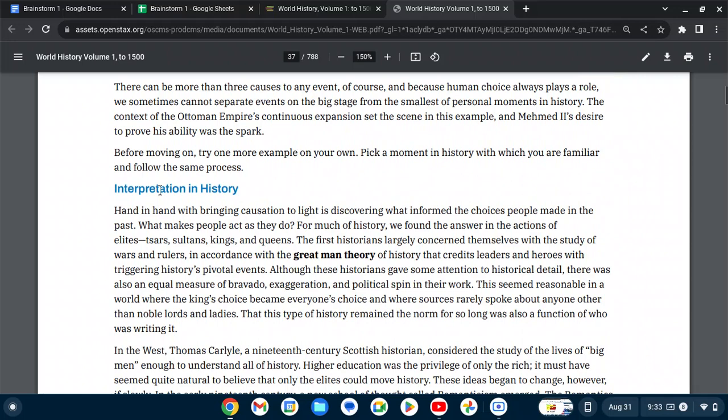There can be more than three causes to any event, of course, and because human choice always plays a role, we sometimes cannot separate events on the big stage from the smallest of personal moments in history. The context of Empire's continuous expansion set the scene in this example, and Mehmed II's desire to prove his ability was the spark. Before moving on, try one more example on your own. Pick a moment in history with which you are familiar and follow the same process.